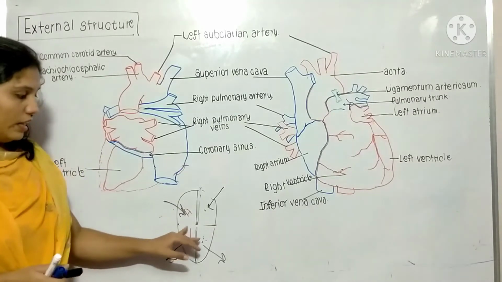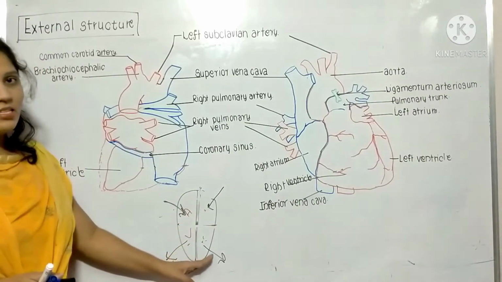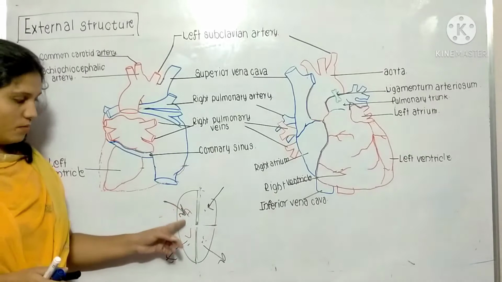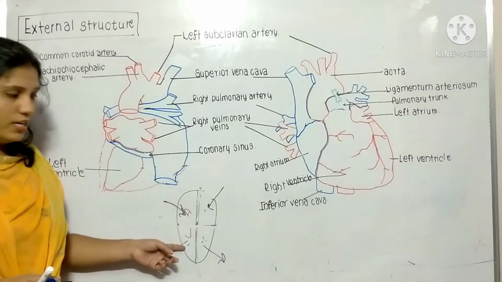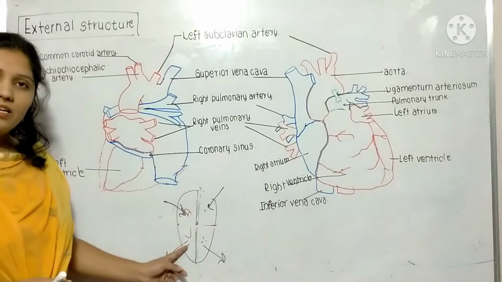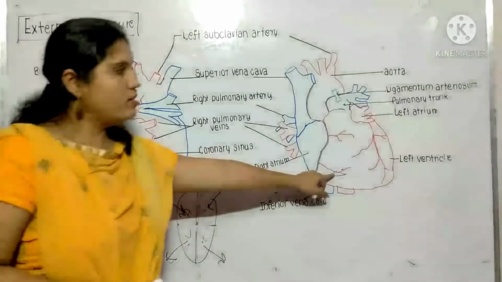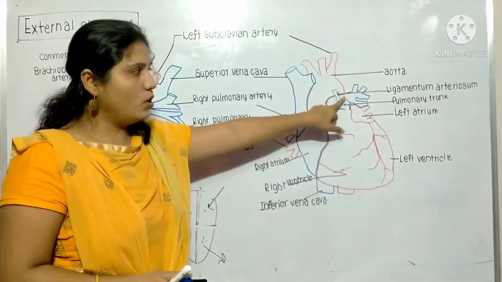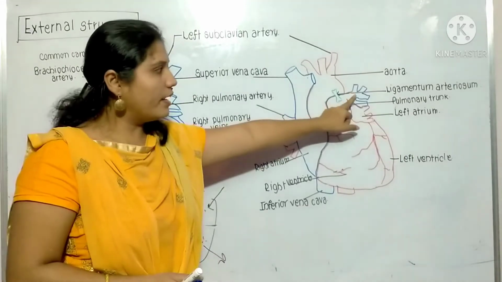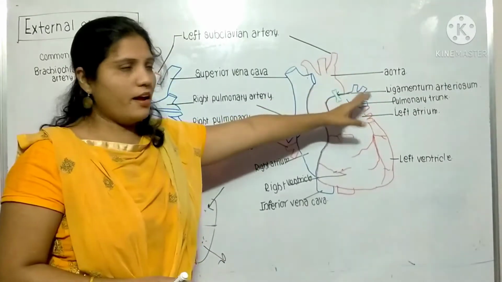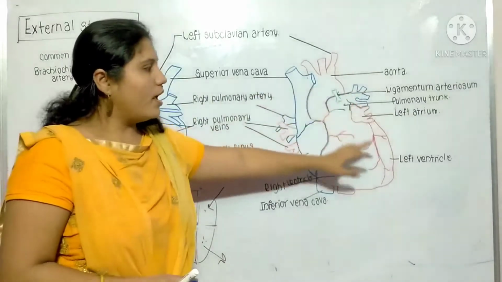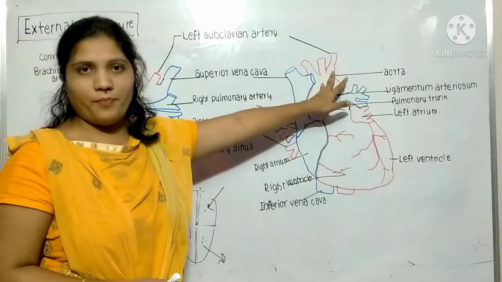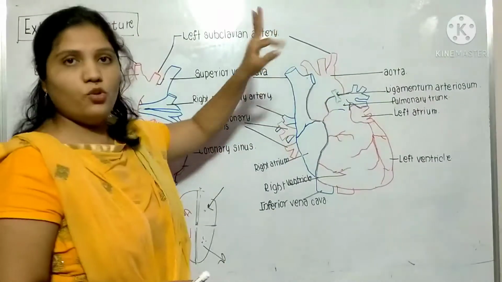Now the ventricles. The right ventricle carries deoxygenated blood, and in between, the septum is present, which we have already studied. This right ventricle opens into the pulmonary trunk. The pulmonary trunk then gets divided into the left and right pulmonary arteries. And the left ventricle opens into the systemic aorta, which then divides into three arteries.